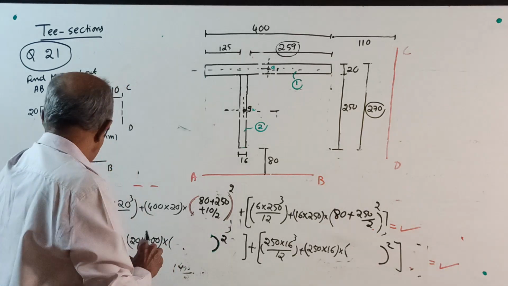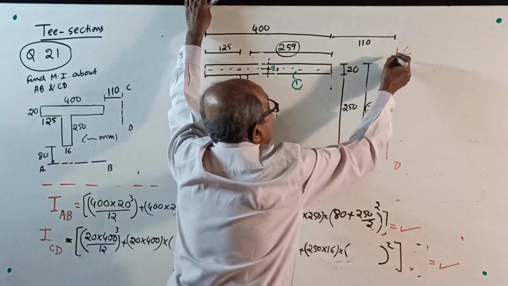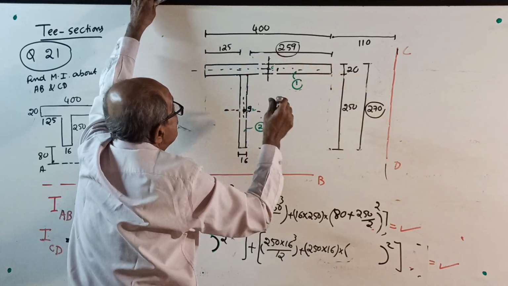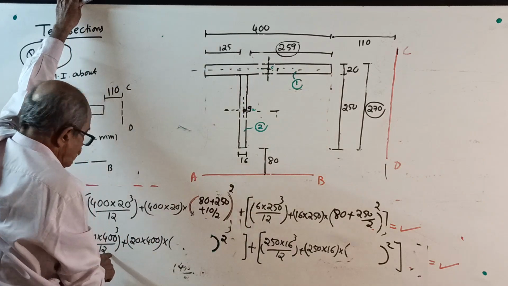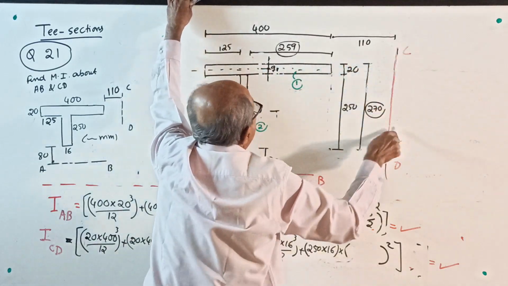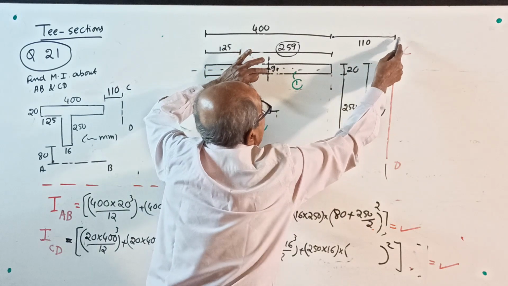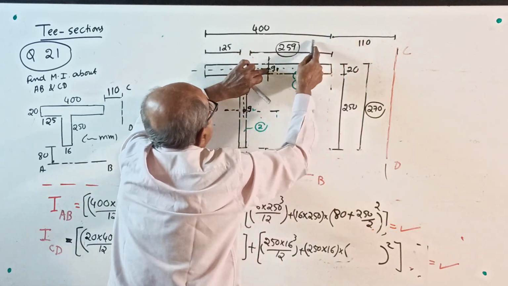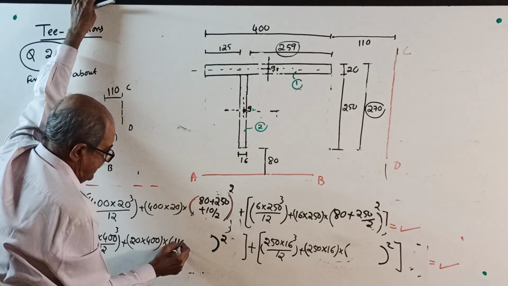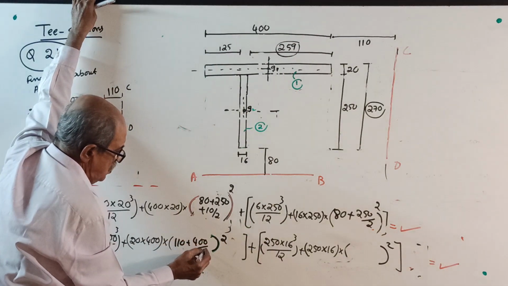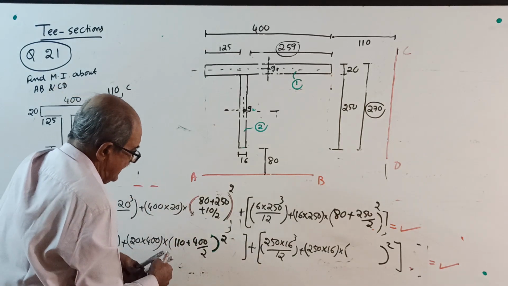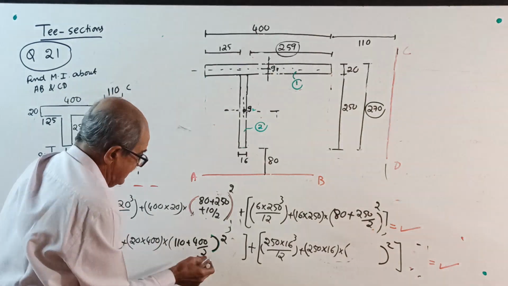Okay, then I about CD. Anywhere they can give; see, they want about CD. Start first. I about its own centroidal axis: 20 into 400 cube by 12, plus area into the distance from centroid G1 to CD. See, perpendicular square: 110 plus 400 by 2, that's all. 110 plus 400 by 2, whole square. Red color is not working properly, so I will show the red color. Remember, always red color is the h value.